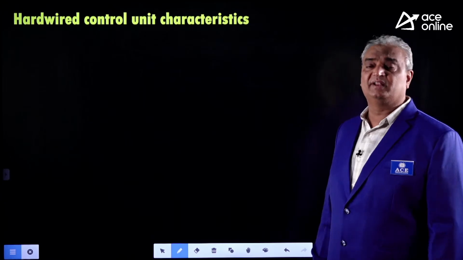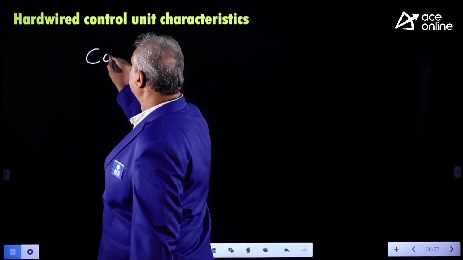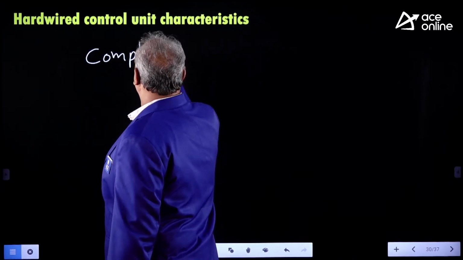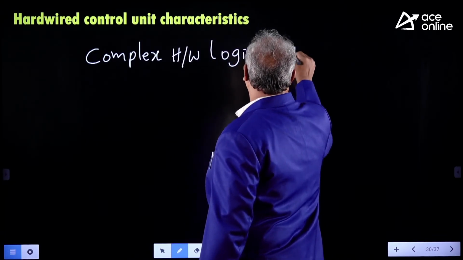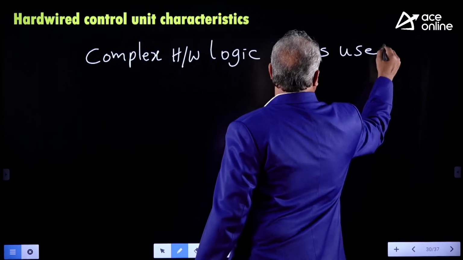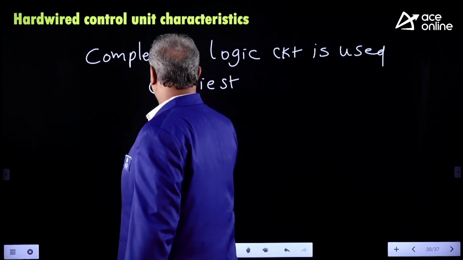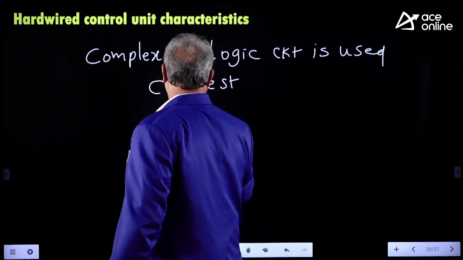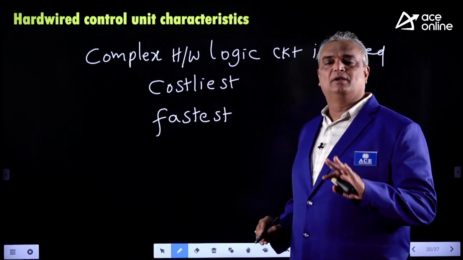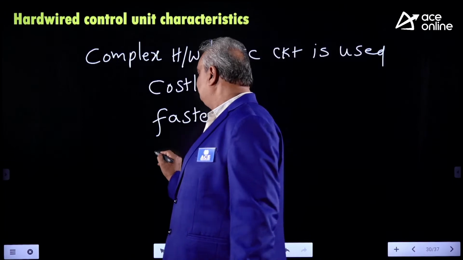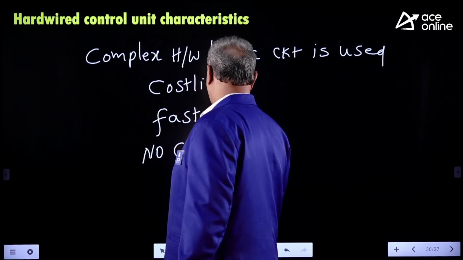What about hardwired control unit characteristics? In this, complex hardware logic circuit is used. That's why it is costliest. But what about the merit of this one? Fastest, because control memory is not required. For generating control signals, a control memory visit is not required. No control memory visit. That's why it is fastest.